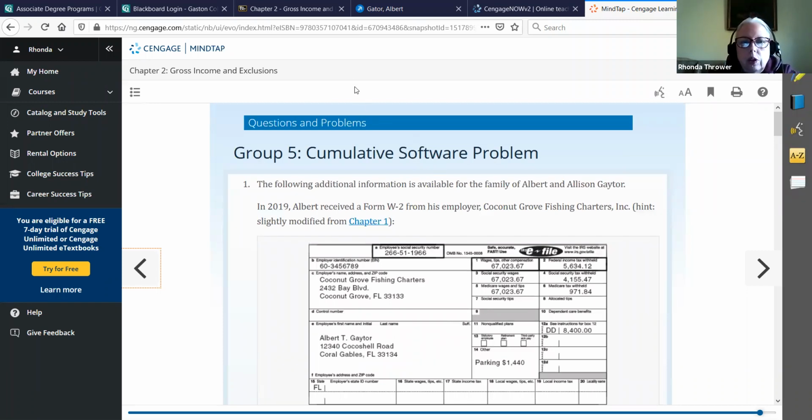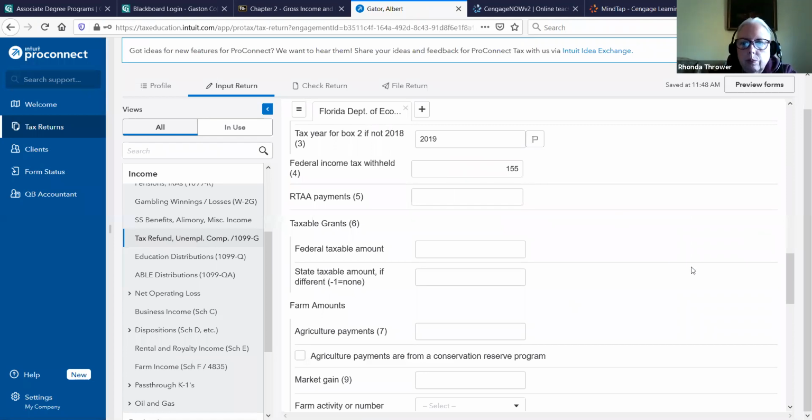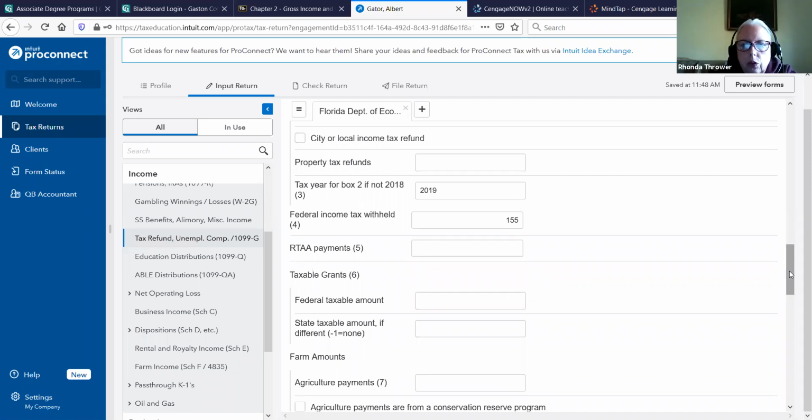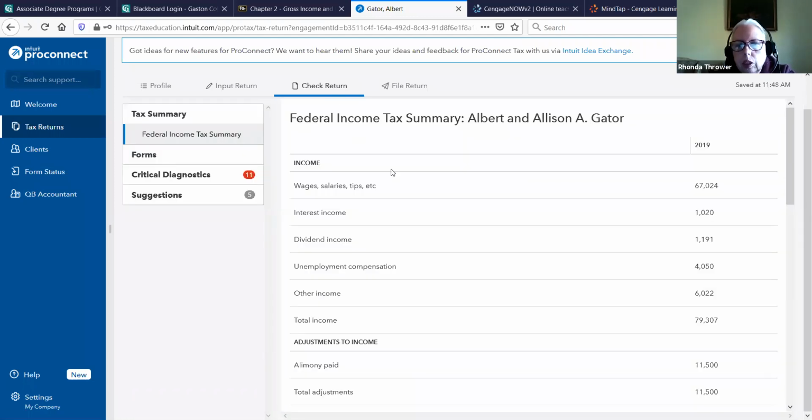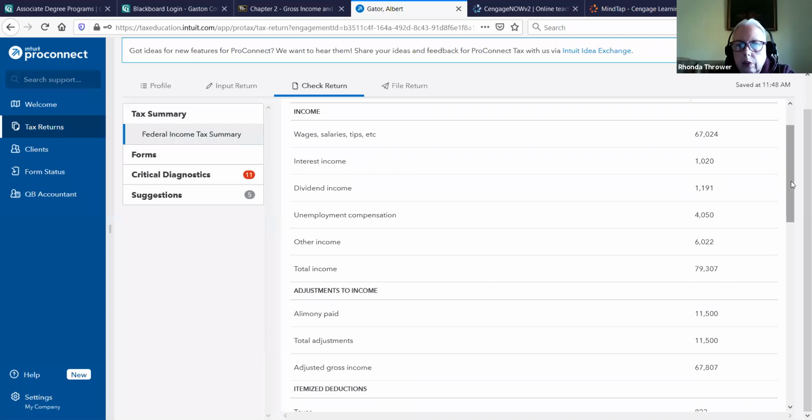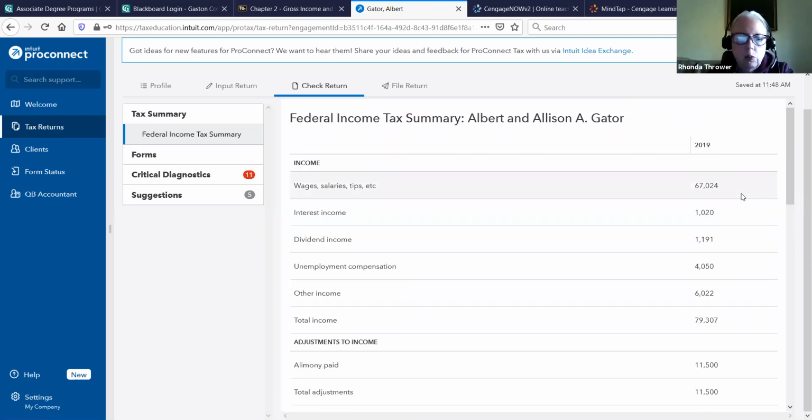So I'm going to go back to ProConnect. Move myself out of the way here. I'm going to have to move some things around so I can see. I know y'all probably can see, but I just can't see it. Okay. So I would go ahead and click check return. And it's updated the information for us.